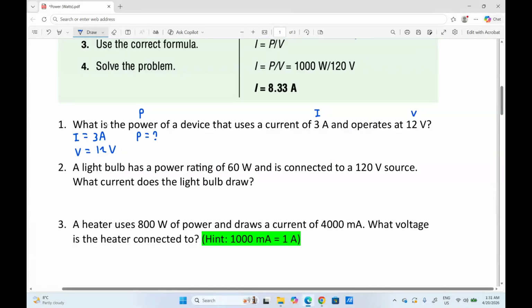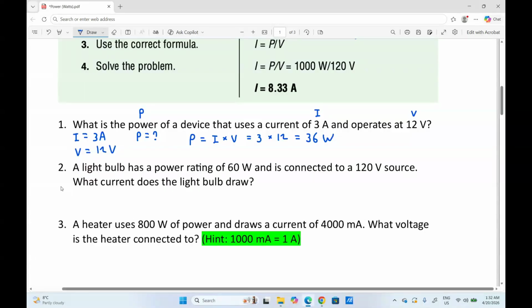it is yet. But now that I have my current and my voltage, I can find power because the formula for power is current multiplied by voltage. In this case, my current is 3 amps and my voltage is 12 volts. So I can just multiply them together. And upon doing so, I'm going to get 36 watts, which is going to be my power.